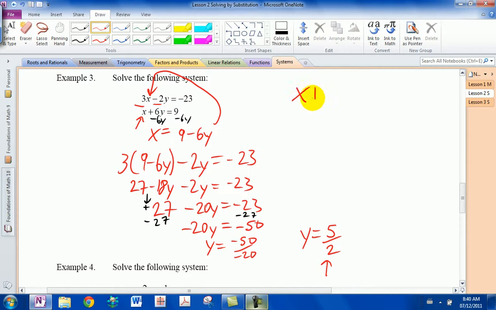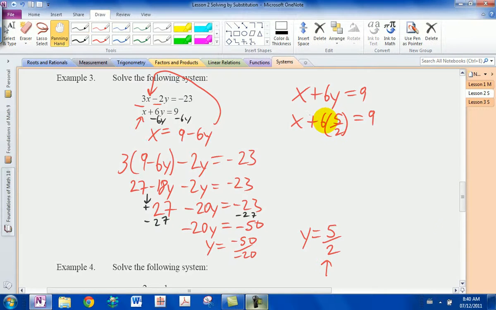So we're going to go x plus 6y equals 9. X plus 6 times 5 over 2 equals 9. So before you multiply, what should you do with the 6 and the 2? Cancel out. Right? So divide them both by 2, or 6 divided by 2. Depends how you want to think about it. But they cancel out to a 3. Right? 6 divided by 2 is 3.